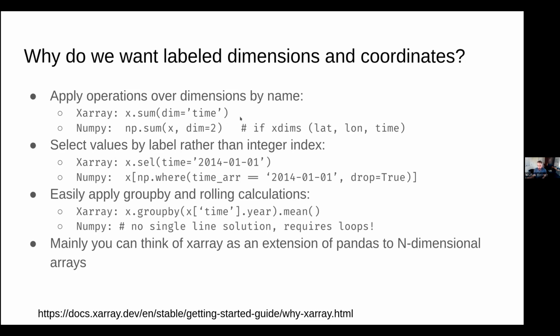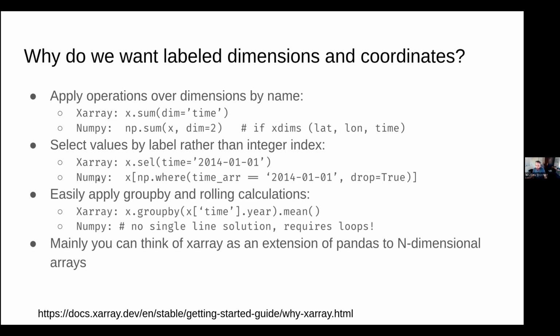But really the next one is where I think this shines through, which is if I want to select a value by its label rather than by an integer index. And by label, I mean the thing that I'm actually after. So this example is choosing January 1st of 2014. In xarray, I just do x.sel for select, time equals that date. I just type in the date as you would read it out like a regular person.